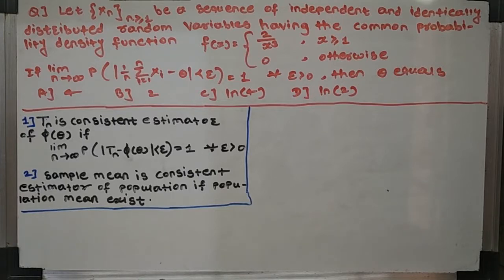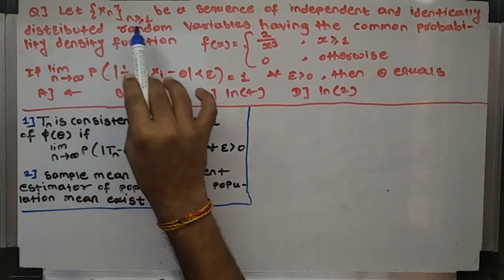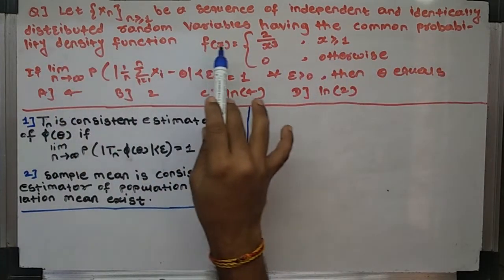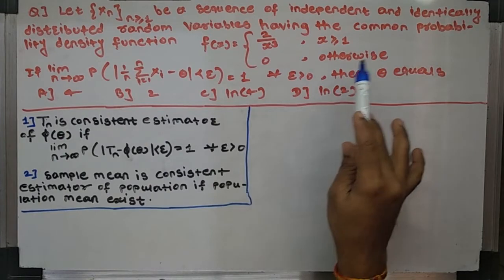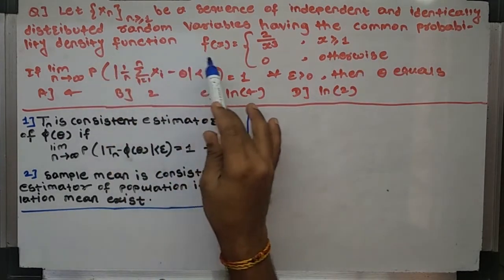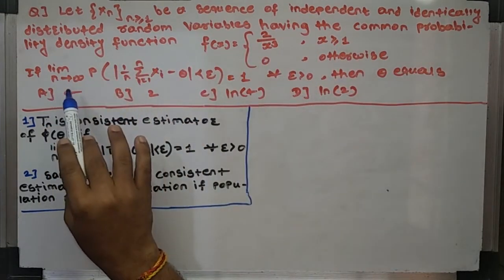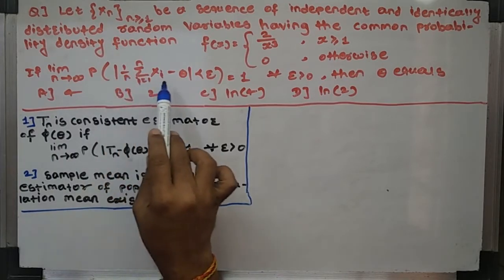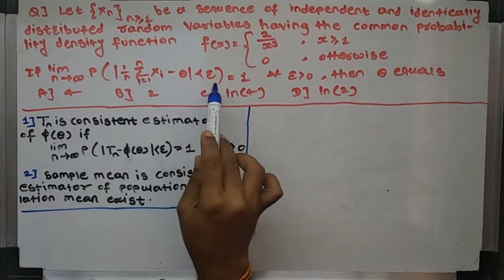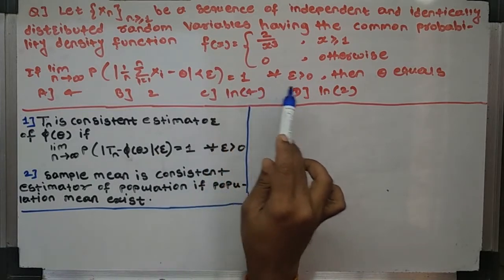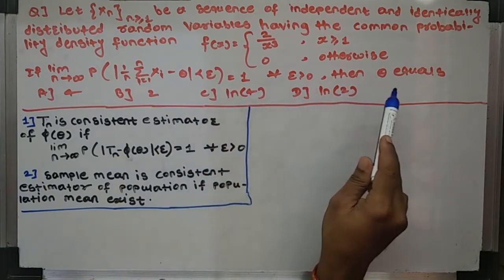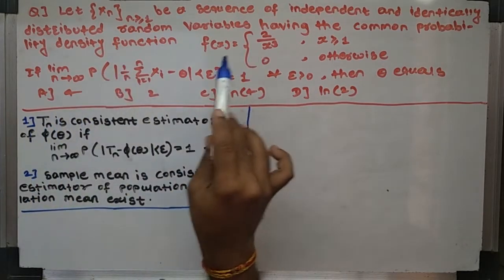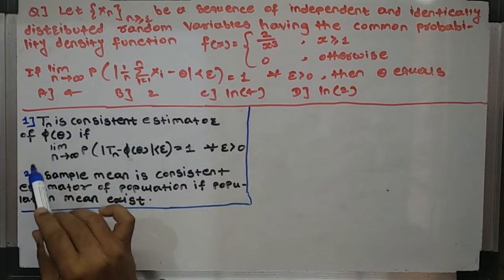Let's begin. The question is: let Xn be a sequence of independent and identically distributed random variables having the common probability density function as given. If the limit as n tends to infinity of the probability that the modulus of (1/n) summation Xi minus theta is less than epsilon is equal to 1 for all epsilon greater than 0, then theta equals to. To solve this question, we need these two results.